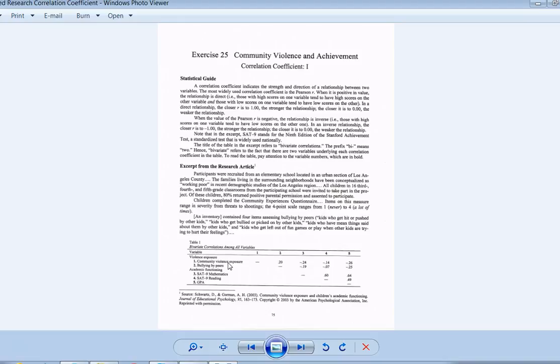The reason that only half the table is there is because it's redundant. It'd be the same thing. Putting 1 here and putting it down here with bullying by peers is the same thing that's right there. So there's no reason to list it. You'll always see bivariate correlation tables just like this.